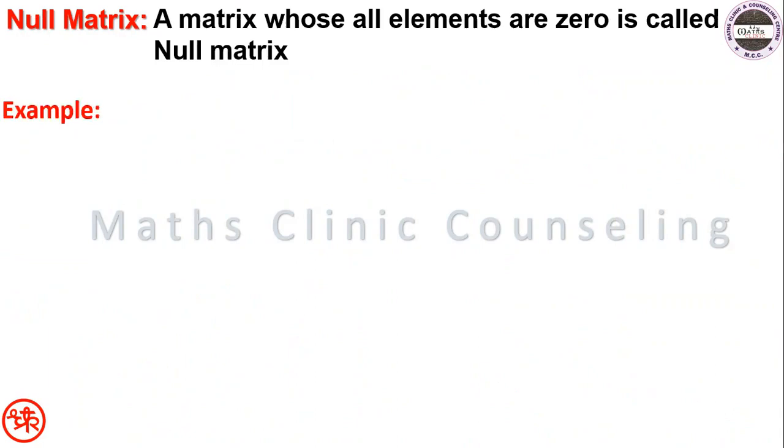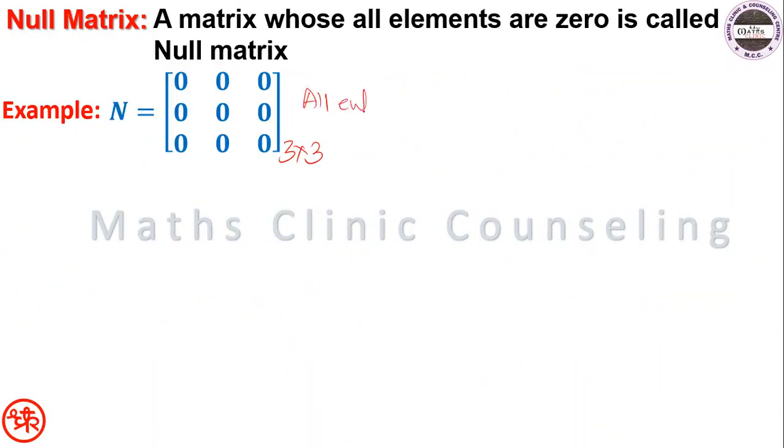Okay. For example, एक मैट्रिक्स देखते हैं हम. ये व्हाट इज द ऑर्डर ऑफ दिस मैट्रिक्स? ये स्क्वायर मैट्रिक्स है. 3x3 ऑर्डर होने की वजह से ये स्क्वायर मैट्रिक्स है. सो ऑल एंट्रीज 0. ओके. सो aij इज इक्वल टू 0 फॉर एवरी i एंड j.